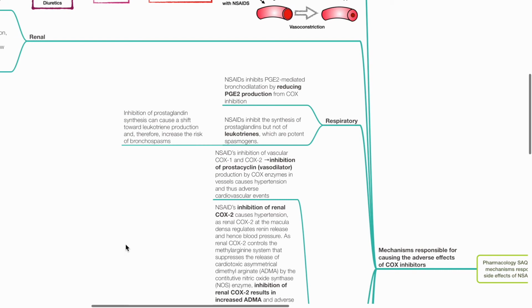Respiratory adverse effects. NSAIDs inhibit prostaglandin E2-mediated bronchodilation by reducing PGE2. NSAIDs inhibit the synthesis of prostaglandins but not of leukotrienes, which are potent bronchospastic agents. Inhibition of prostaglandin synthesis causes a shift towards leukotriene production and therefore increases the risk of bronchospasms.